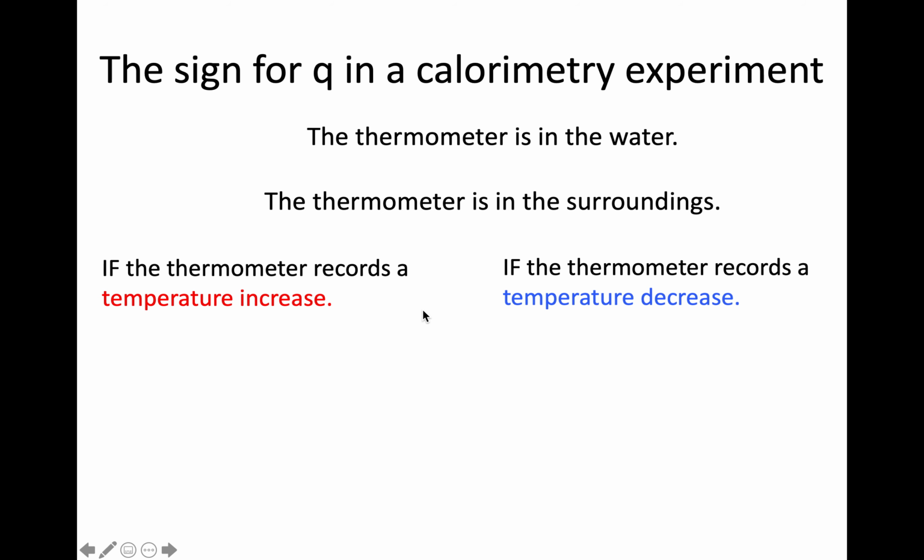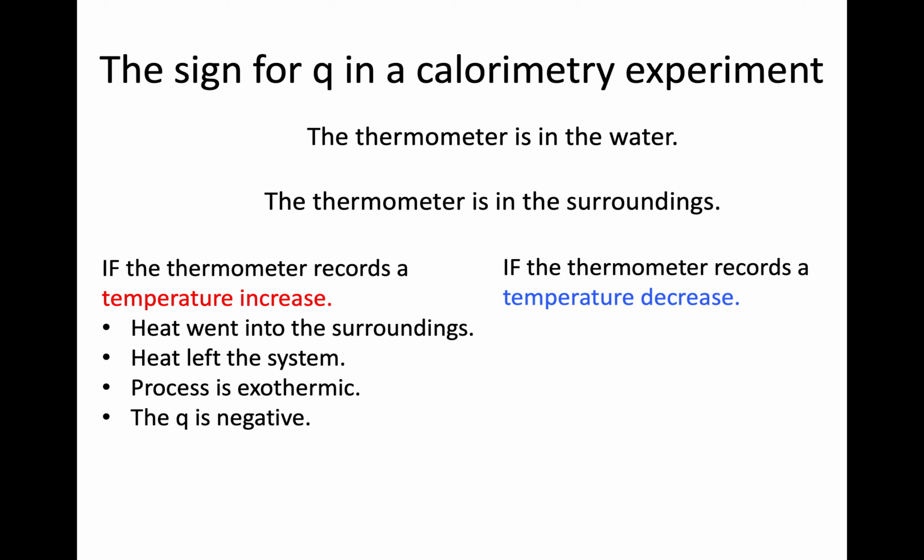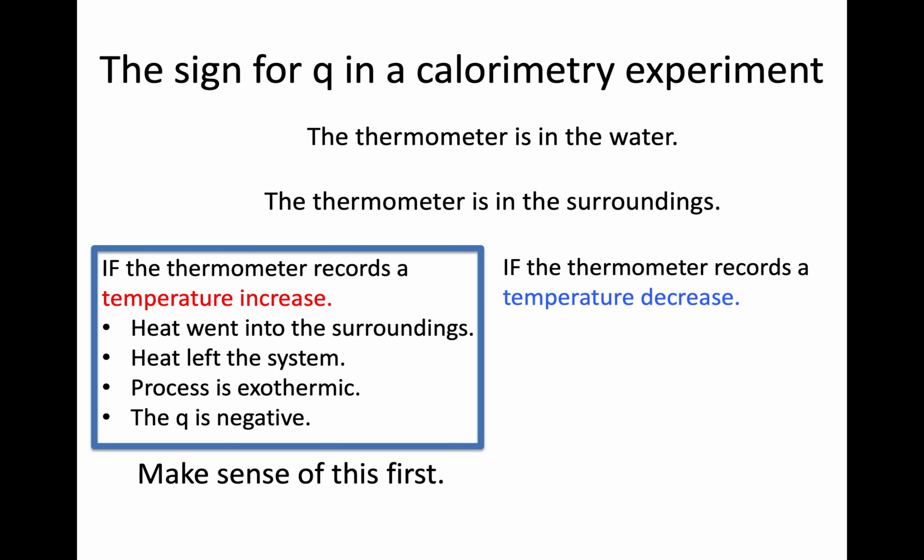So let's see our two scenarios. If the thermometer records a temperature increase, that means heat went into the surroundings. Heat left the system. The process, therefore, is exothermic and Q is negative. Let's make sense of this part first. If the temperature increases, heat went into the surroundings, it left the system, so it is exothermic, the sign is negative.